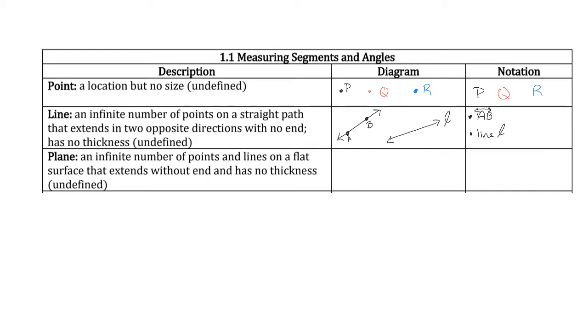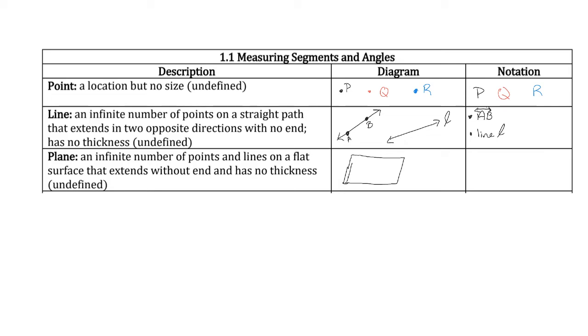The next one is a plane. A plane is an infinite number of points and lines on a flat surface that extends without end and no thickness. An example of a plane could be like this, but again, it goes on infinitely.